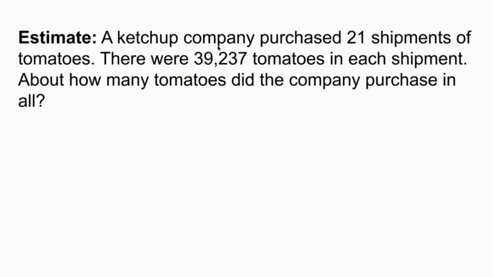Estimate. A ketchup company purchased 21 shipments of tomatoes. There were 39,237 tomatoes in each shipment. About how many tomatoes did the company purchase in all? All right, so I have to do 21 groups of 39,237. So that's multiplication. So let me write those numbers out.